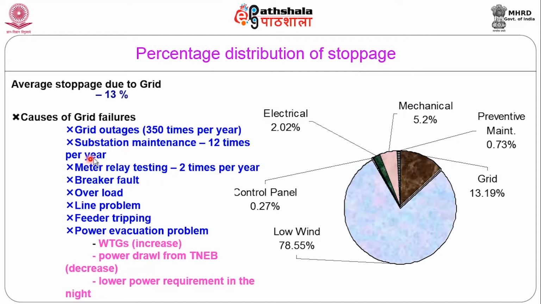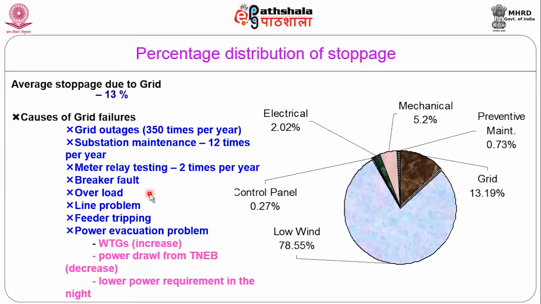And these are the causes of wind failure: grid outages and substation maintenance, meter relay testing and breaker fault, overload, line problem, feeder tripping, power evacuation problem. These are all various grid failures, and they have to be minimized, and it needs preventive maintenance so that they could be avoided.